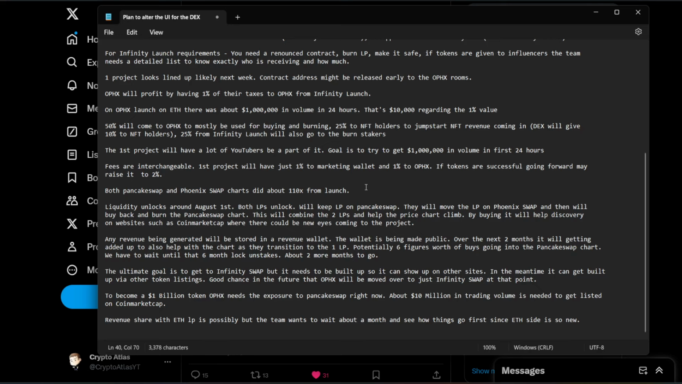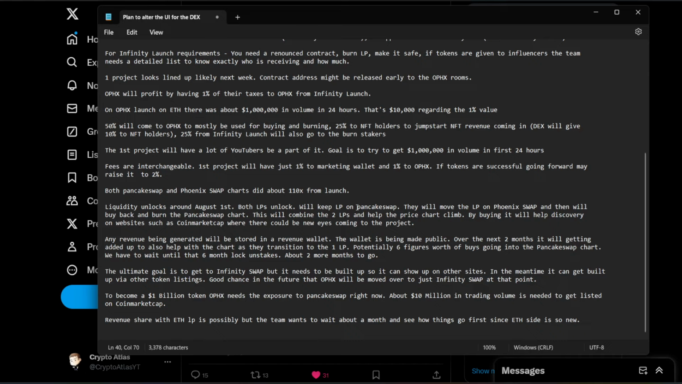By buying, it will help discovery on websites such as CoinMarketCap, where there could be new eyes coming to the project. Any revenue being generated will be stored in a revenue wallet. The wallet is being made public. Over the next 2 months, it will be getting added up to also help with the chart as they transition to the one LP. Potentially six figures worth of buys going into the PancakeSwap chart. We have to wait until that 6 month lock unstakes, so we've got about 2 more months to go.